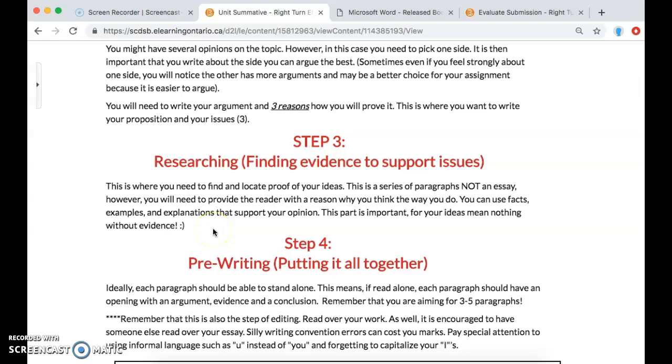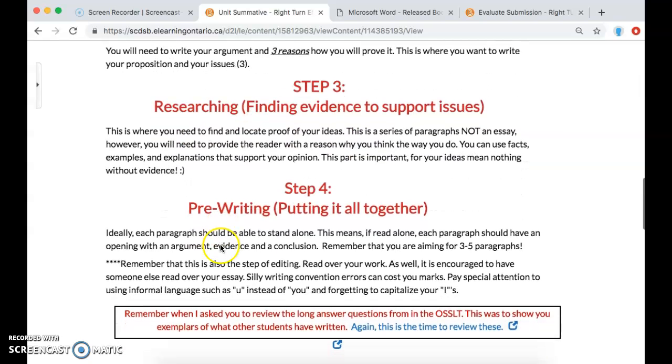You would do that for each of your reasons, and each one of these reasons would be forming its own paragraph. So you would start your paragraph with, I think they should be banned because they are aggressive animals and have been bred to be aggressive. It's in their nature. And then you give your proof for why you think that's true. And then you write your concluding sentence. And then you move on to your next paragraph, which talks about your next reason for why you think they should be banned. Step 4 is putting it all together.